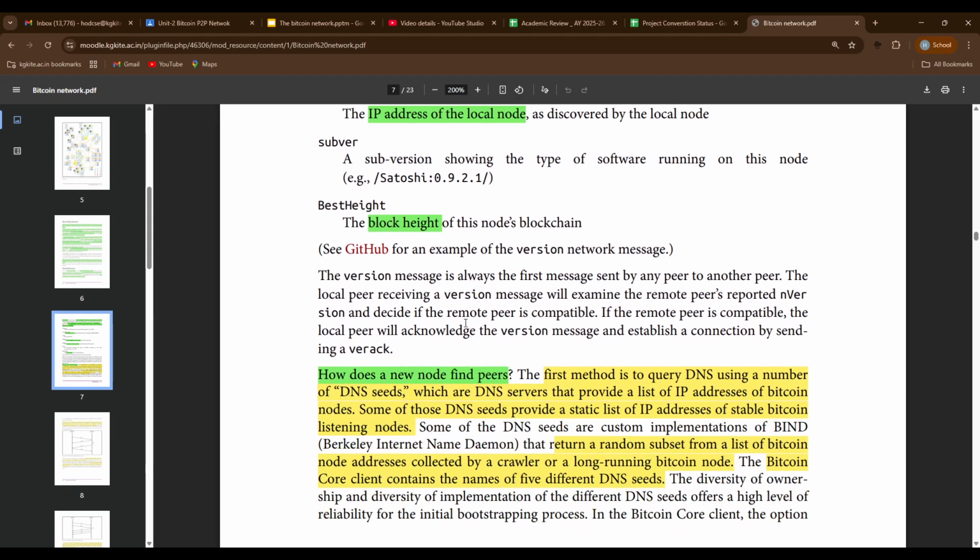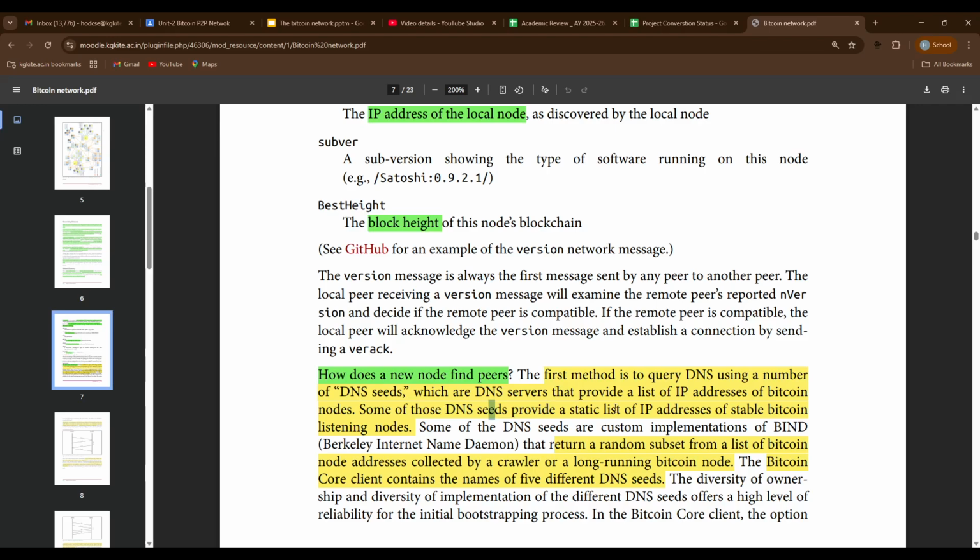So actually when the new node joins, now you have a question. How does it find one peer node? There are two methods. The first method is to send a query, a DNS query, using a number of DNS seeds. Already these will be the list of IP addresses that are provided when you install. So these DNS seeds provide a list of static IP addresses of stable Bitcoin listening nodes. Okay, so we saw the various varieties, right?